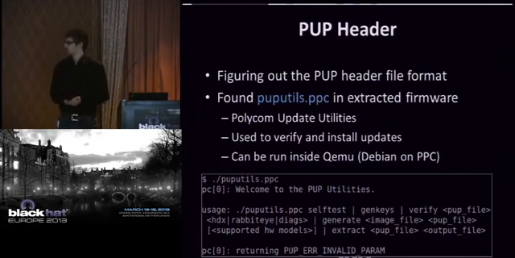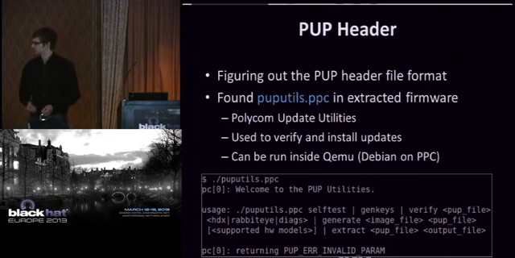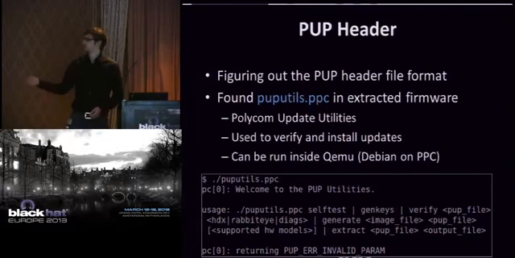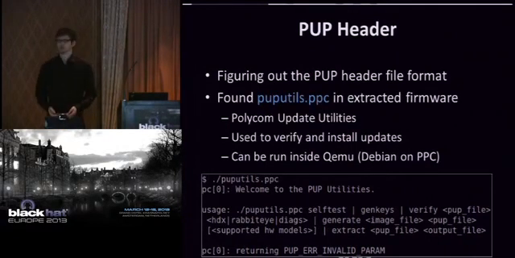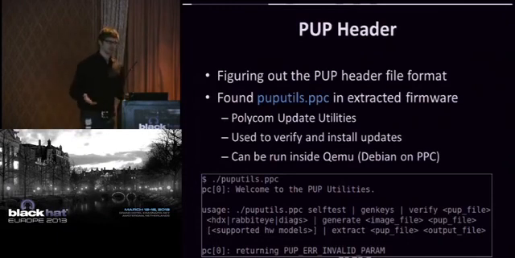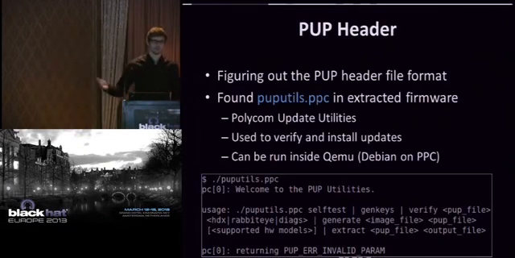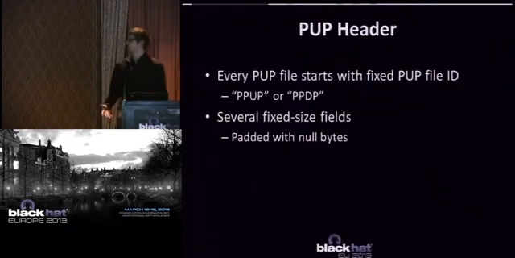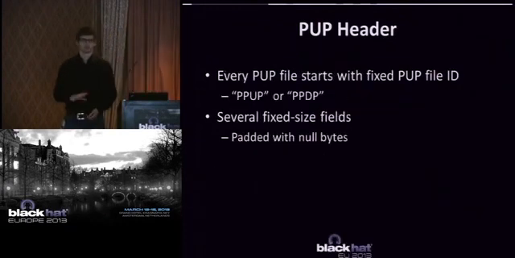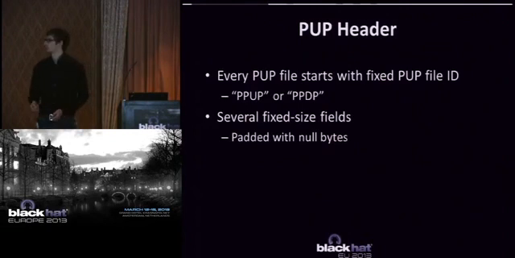What's interesting is, if you take a look at the usage information, it's not only used to verify and install updates, but it's also used to generate updates. For example, you have a command generate, or you have a command gen keys. So it looks like this binary is actually used also by Polycom to generate update files, which is interesting because it's shipped with every device to every customer.